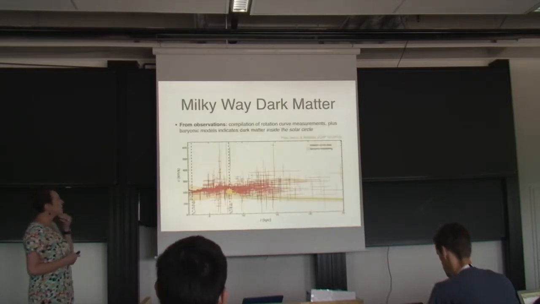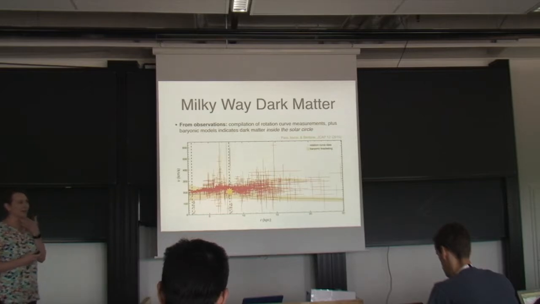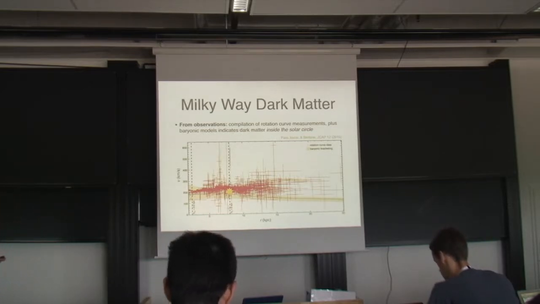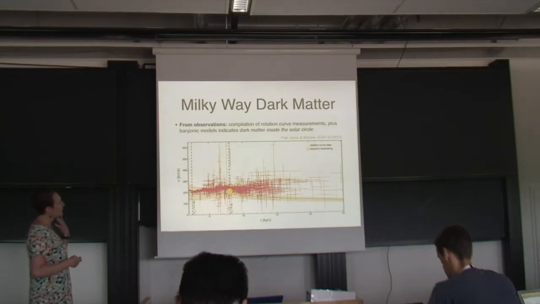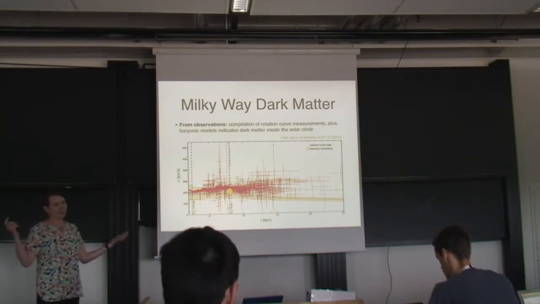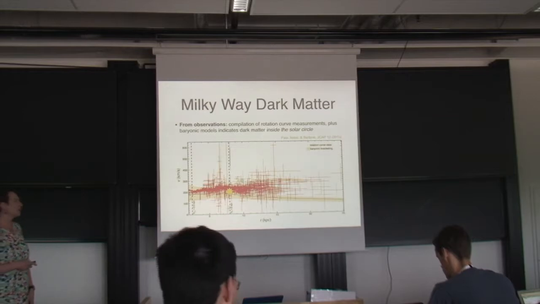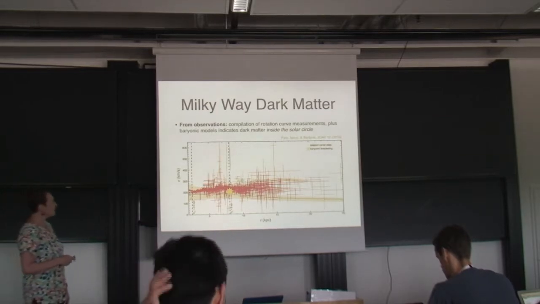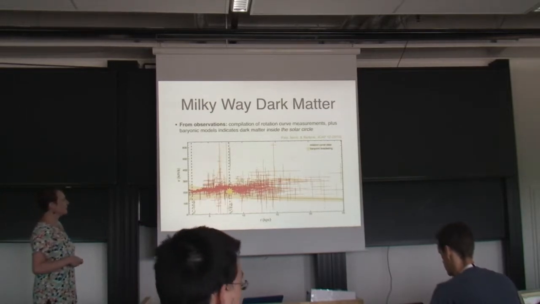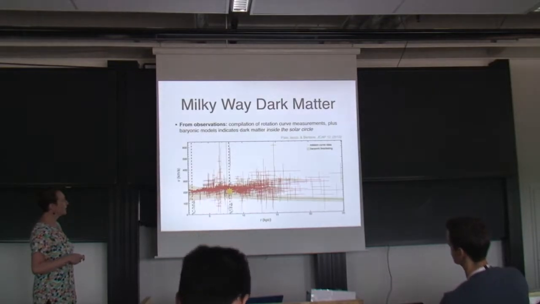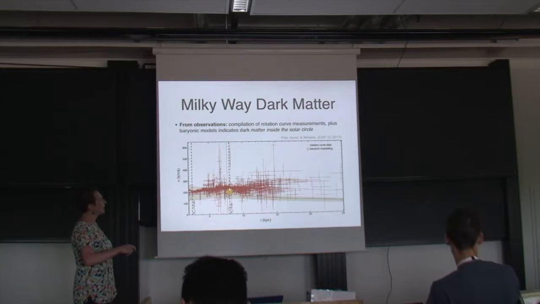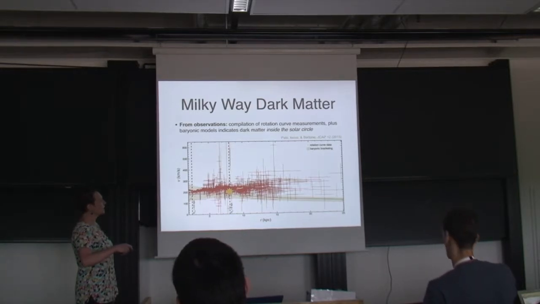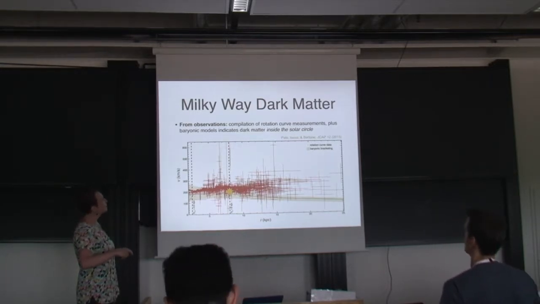So what do we know from observations about the dark matter in the Milky Way? This is a compilation from a couple of years ago. The red points here are all the kinematic tracers in our galaxy, so things we're measuring the rotational velocity of. So you've got the rotational velocities as a function of radius. We live out here at about 8 kiloparsecs. And you can see there's a lot of scatter. Outside of the solar circle, it's pretty clear that it's flat-ish.